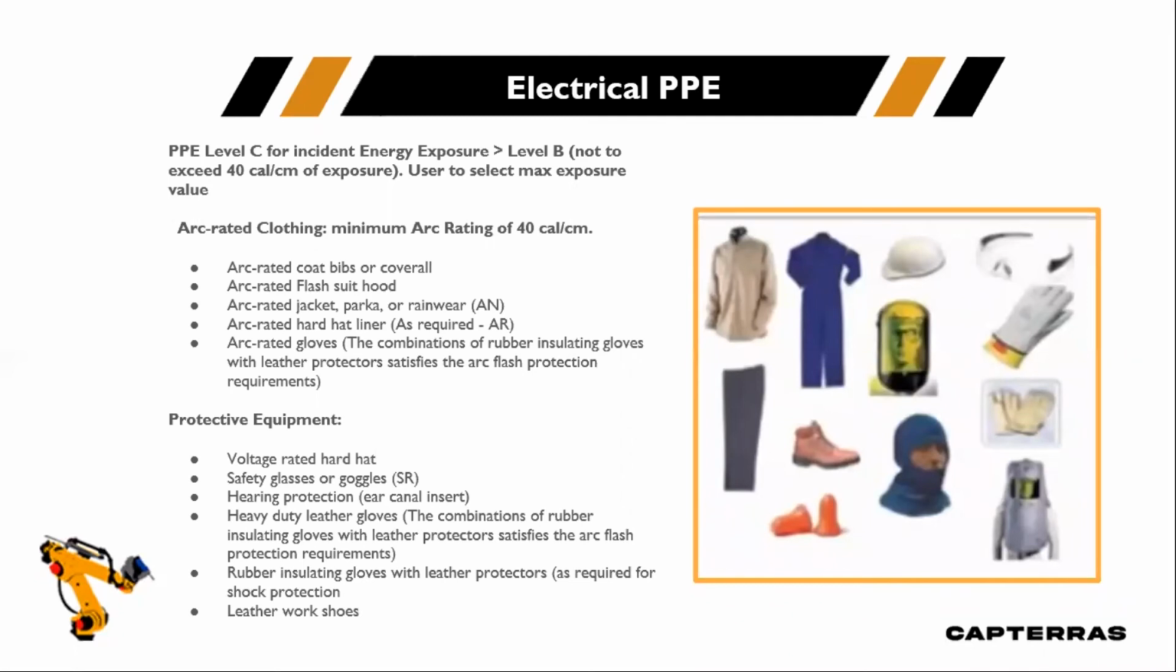Electrical PPE. In PPE level C, for incident energy exposure more than level B, not to exceed 40 cal of exposure. User to select maximum exposure value. Arc rated clothing, minimum arc rating of 40 cal. Arc rated coat, bibs or coverall. Arc rated flash suit hood. Arc rated jacket, parka or rainwear. Arc rated hard hat liner. Arc rated gloves. For protective equipment: voltage rated hard hat, safety glasses or goggles, heavy-duty leather gloves, rubber insulating gloves with leather protection, and finally leather work shoes.